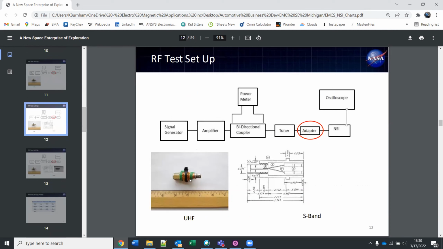So, okay, that kind of worked for UHF. At least it worked well enough with the equipment that we had. But then there was S-band, and trying to get that much 2.2 gigahertz power into a wildly mismatched interface was an absolute nightmare.